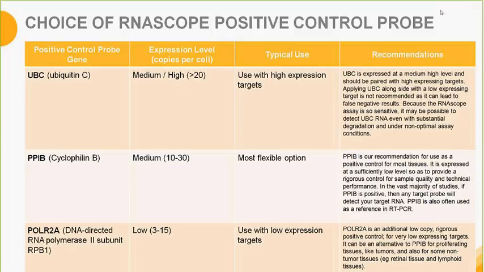PPIB, shown in the middle row, has a moderate level of expression and is recommended for use as a positive control for most tissues. Its expression level is low enough to provide a rigorous control for RNA quality for most samples. In the majority of studies, if PPIB is positive, then any target probe will detect the presence of target RNA. And so this is the probe that we recommend for most studies. Finally, POLR2A has a low expression level and is recommended for use with low expression targets.